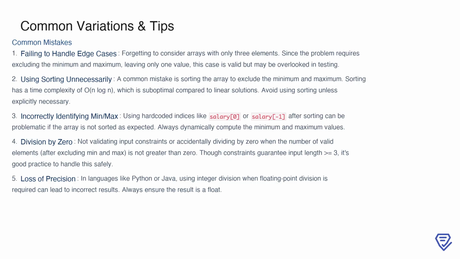Additionally, hard-coding indices, like assuming the first or last element after sorting corresponds to the minimum or maximum, can cause issues if the array isn't sorted as expected. It's always safer to calculate these values dynamically. You should also ensure that division by 0 doesn't occur, even though the constraints guarantee an array length of at least 3. Lastly, be mindful of precision loss, especially in languages like Python or Java, where integer division might yield incorrect results. Always ensure the final result is a floating point value when required.